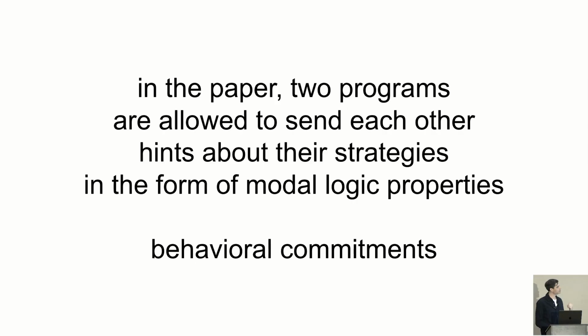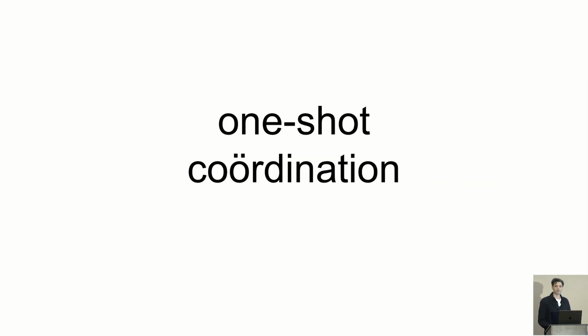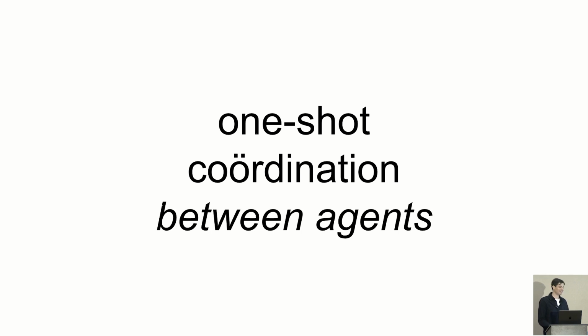What that paper shows is that if you give two programs a repeated game of Prisoner's Dilemma, and they're allowed to send each other hints about their strategies in the form of modal logic properties, that is, behavioral commitments to each other, not full transparency about who and what they are, then in one shot they can perfectly coordinate. And this is perfect coordination between agents. I think that's a very pressing use case right now.